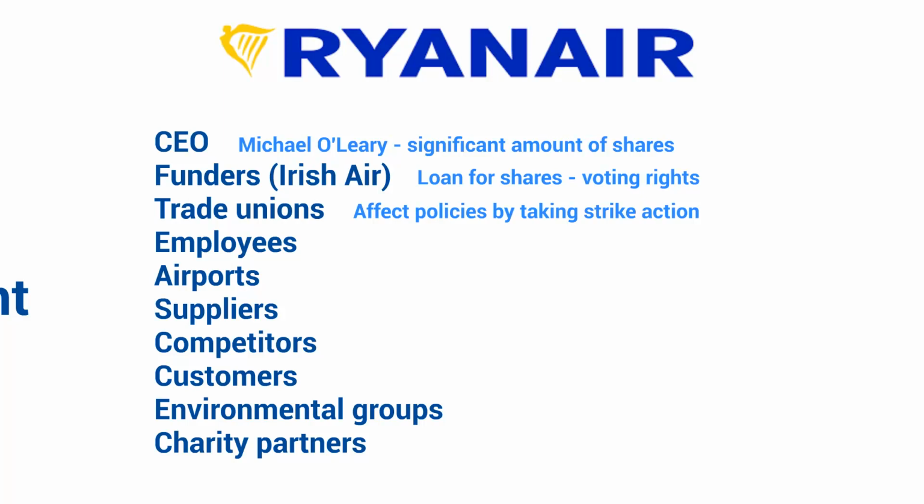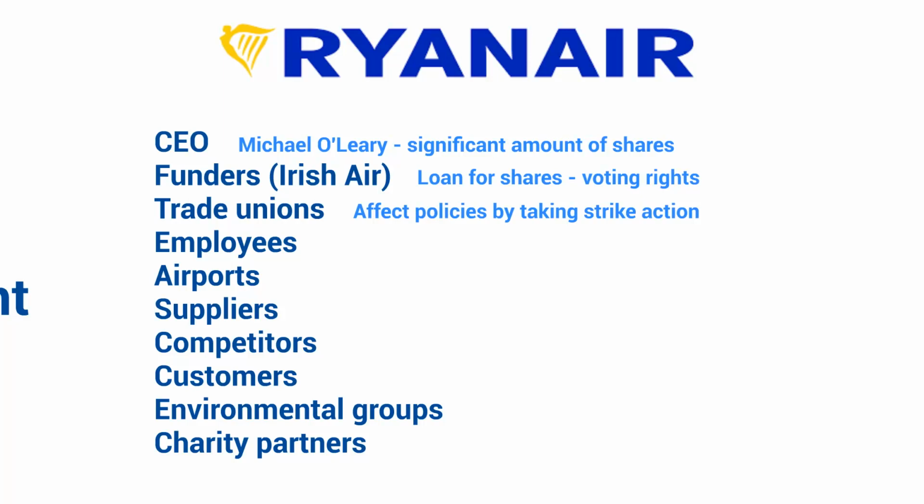So let's imagine hypothetically, for example, that Ryanair slashed the cabin staff's wages by 30%. Well, then of course the trade unions could organise a strike which could ground Ryanair's planes, which could mean that Ryanair is not making any money, so it's not hitting its profit goals, and so on.